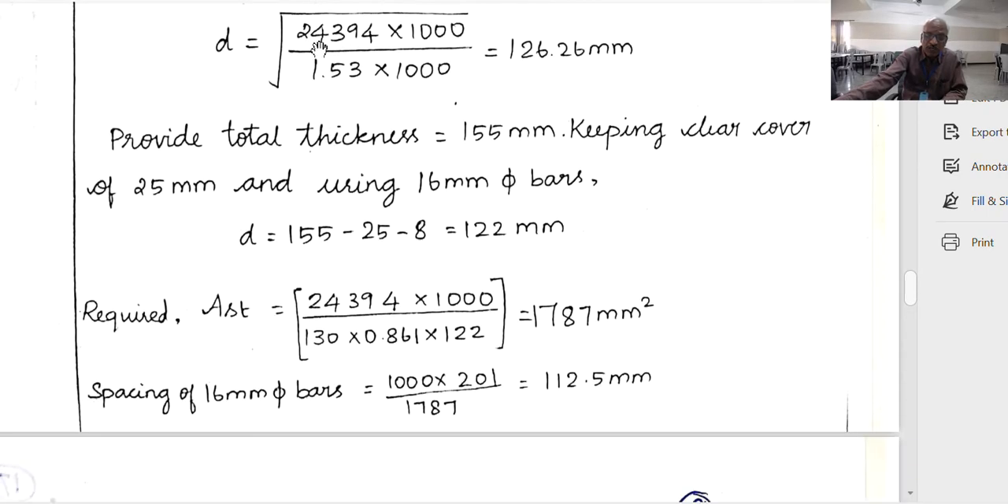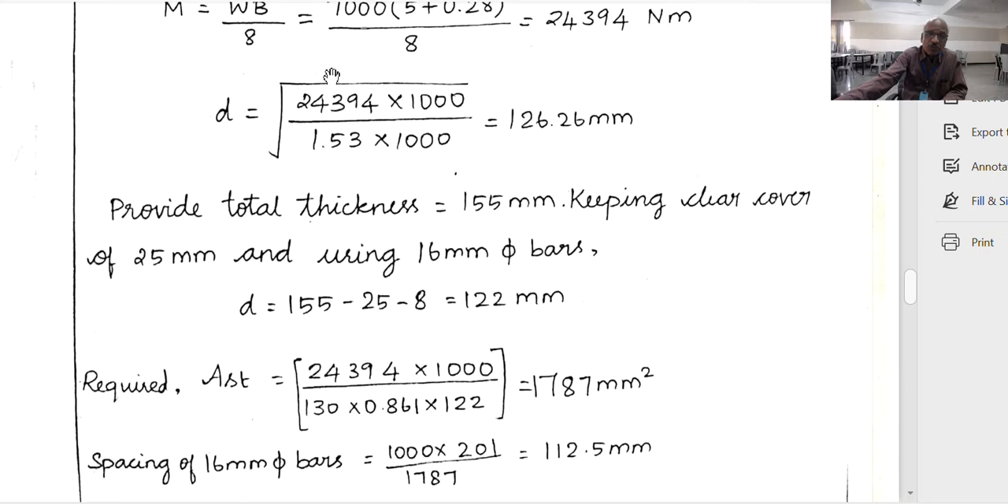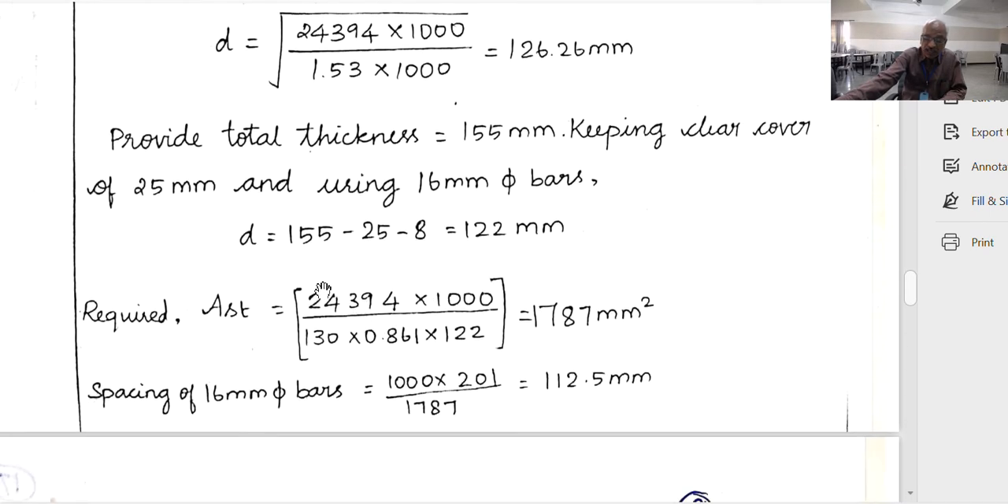for which you find out the thickness. Bending moment equal to 1.53 bd square, or d equal to the square root of the bending moment divided by 1.53, which gives 126 mm. So let us provide an overall thickness of 155 mm. We had assumed the thickness as 200, but we require only an overall thickness of 155 mm, keeping a clear cover of 25 mm and using 16 mm diameter bars: 155 minus clear cover minus half the diameter of bar, 122 mm.